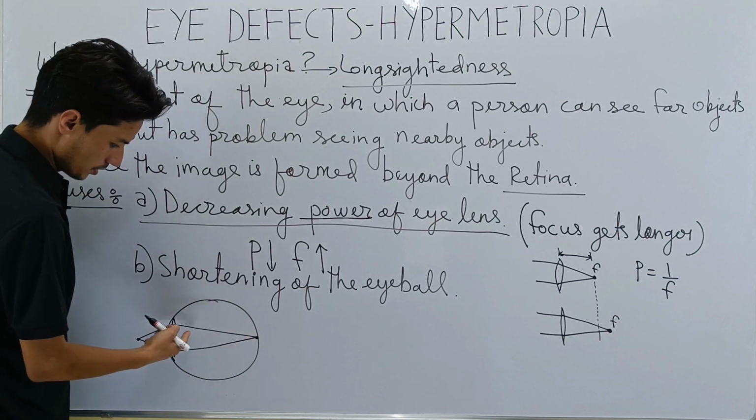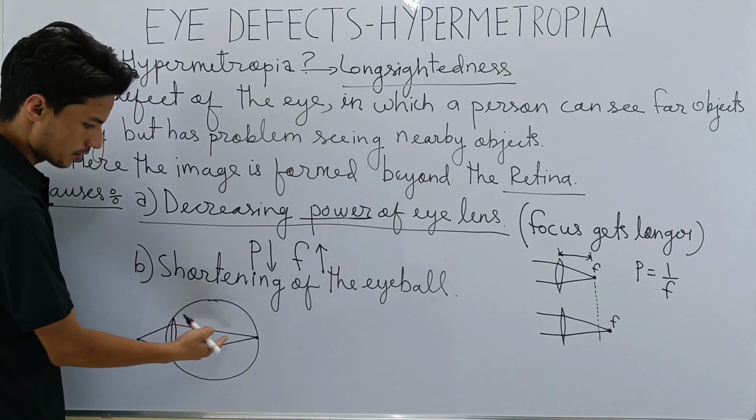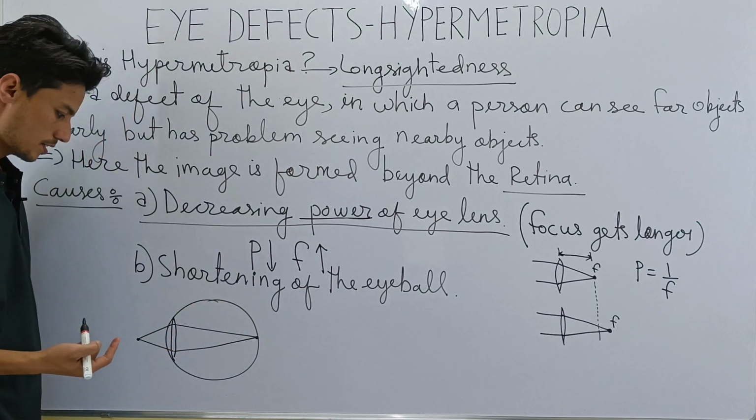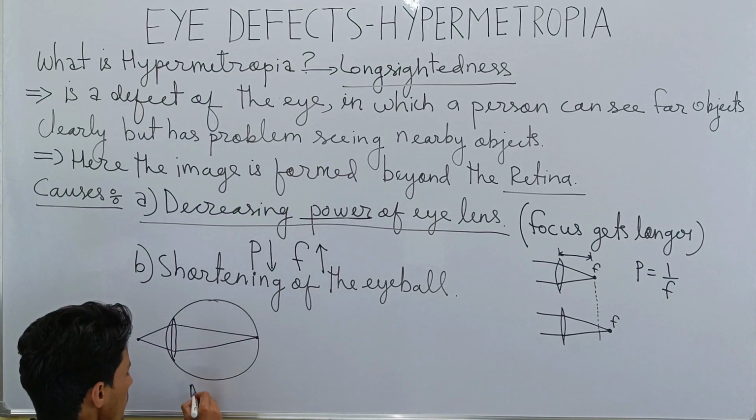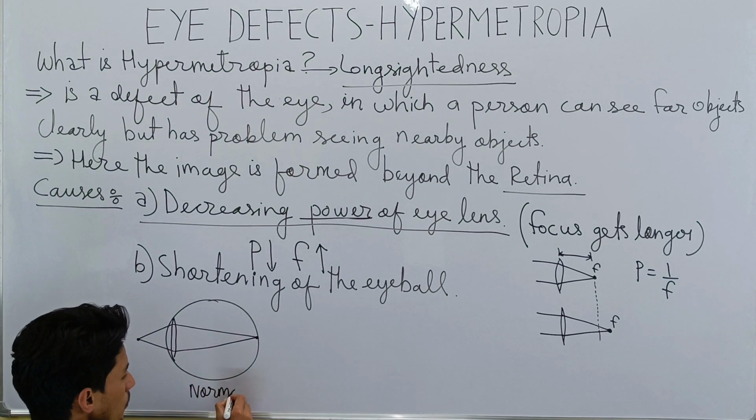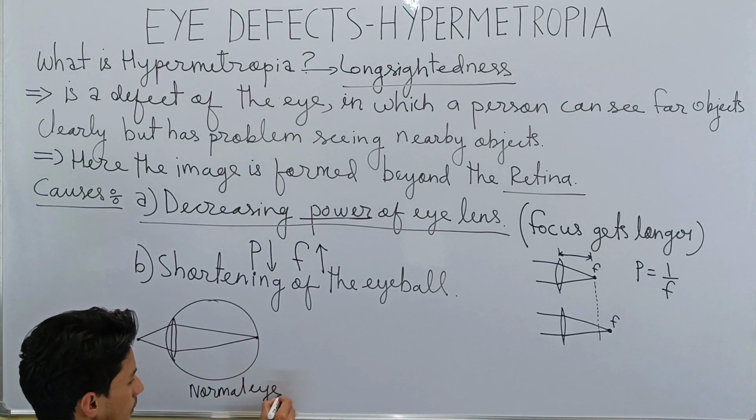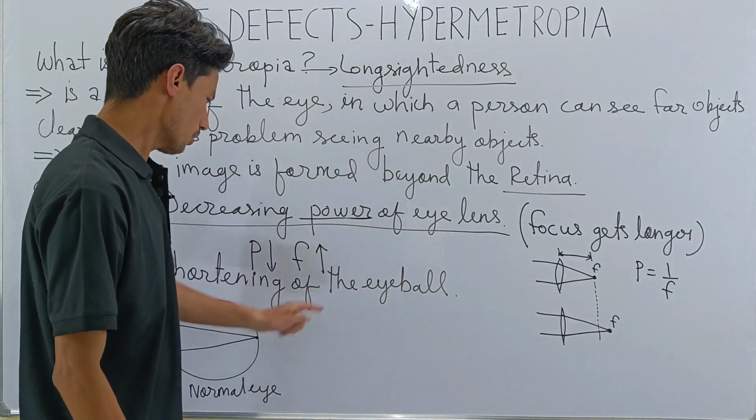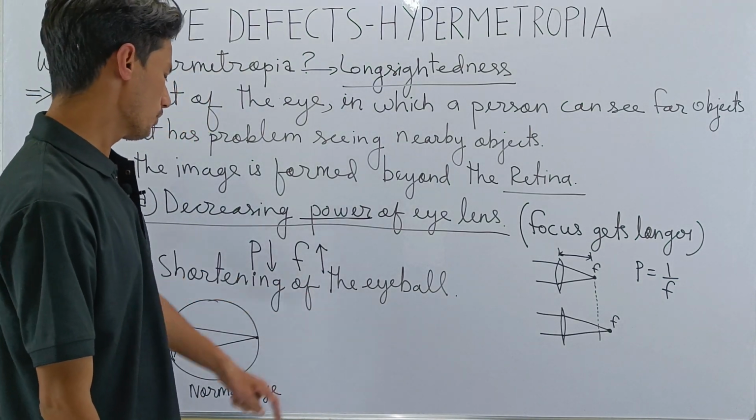So we know that the convex lens converges at focus, so this becomes focus. This also becomes the image distance. This is for normal eye. All right, so this is for normal eye. Now let us draw for this one, shortening of the eyeball.